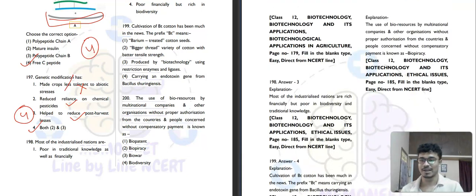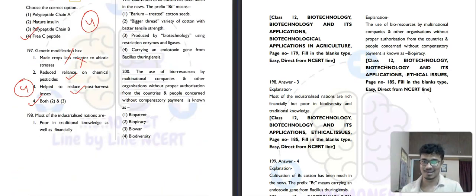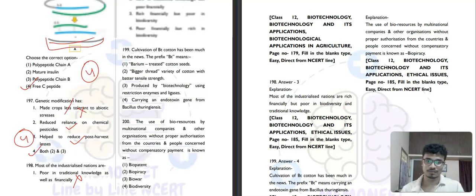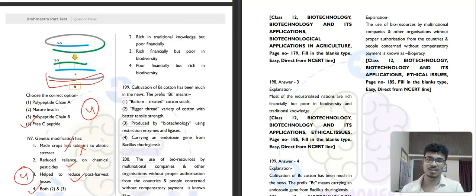In question number 198: most of the industrialized nations are poor in traditional knowledge as well as financially. I don't think so. This is not correct. They are rich in traditional knowledge but poor financially. Not correct. Rich financially but poor in biodiversity. This is the absolute thing. Suppose we take developed countries like Germany, America. Poor financially but renowned. So, third option.